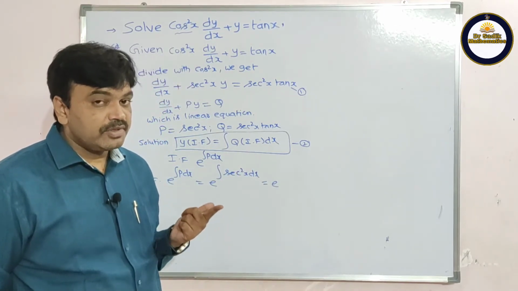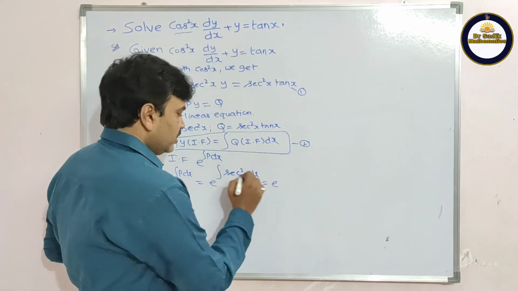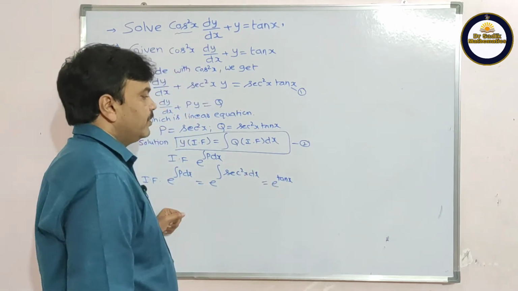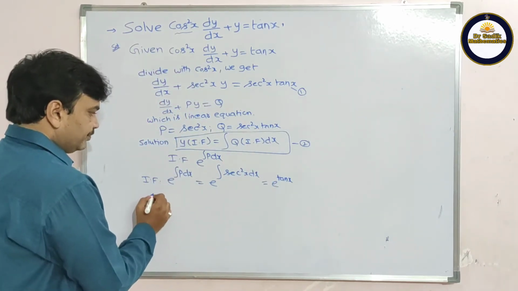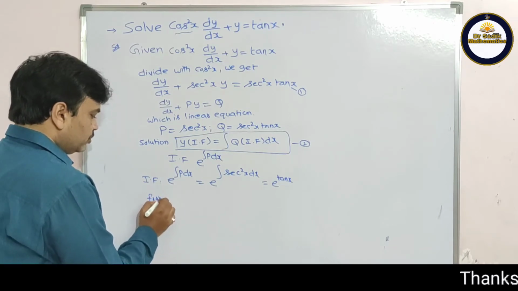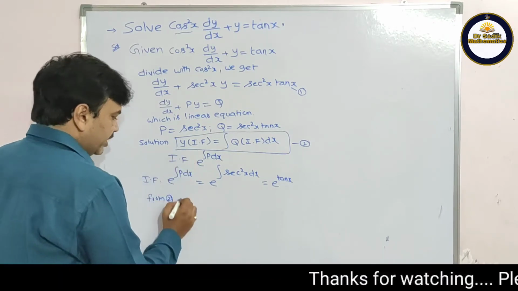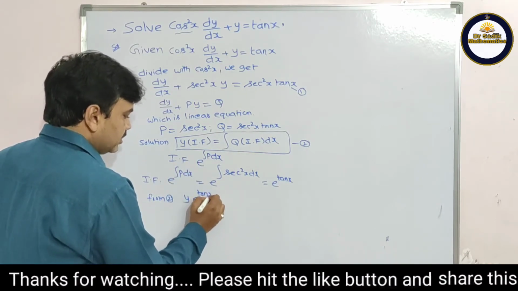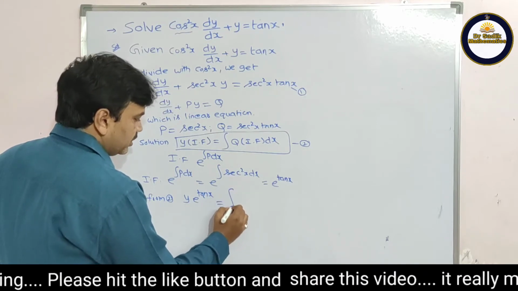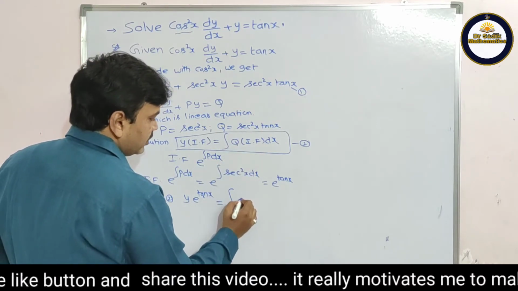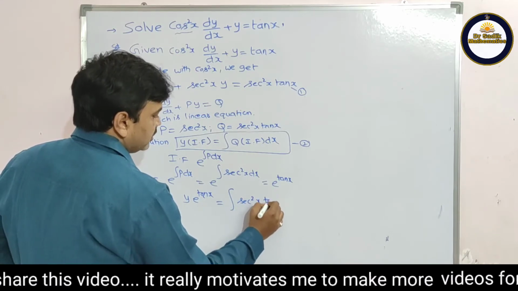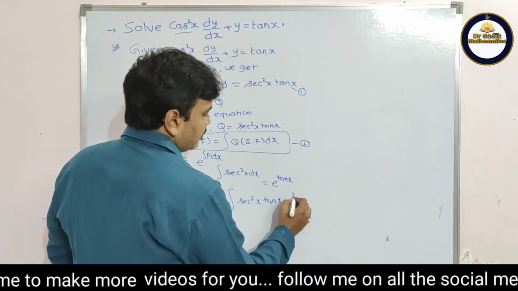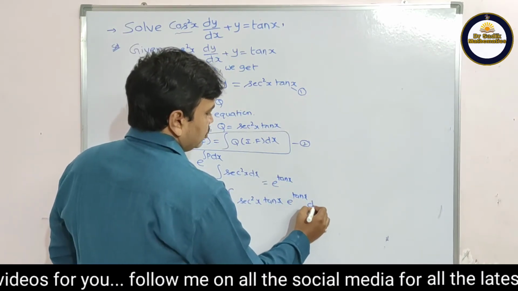We know the formula. What is the formula? The integral of secant square x dx is tan x. So from 2, the solution is y into integrating factor, e power tan x, is equal to the integral of Q, which is secant square x tan x, into the integrating factor e power tan x into dx.